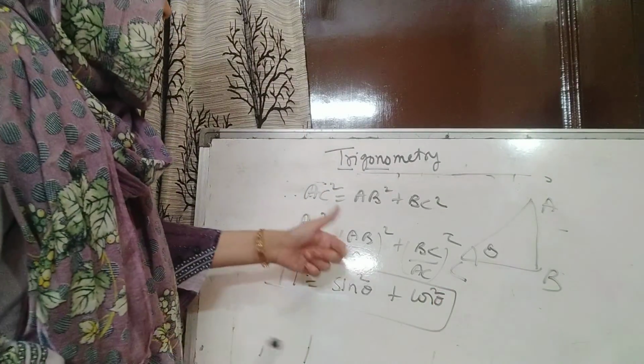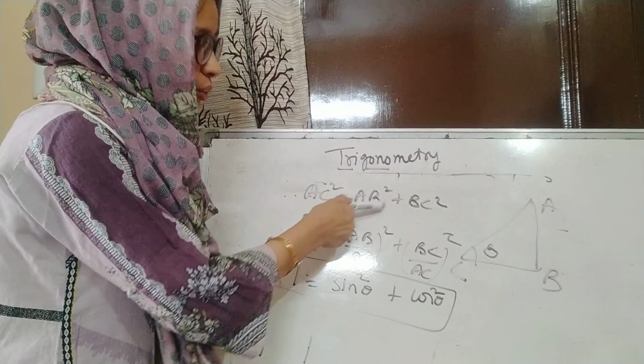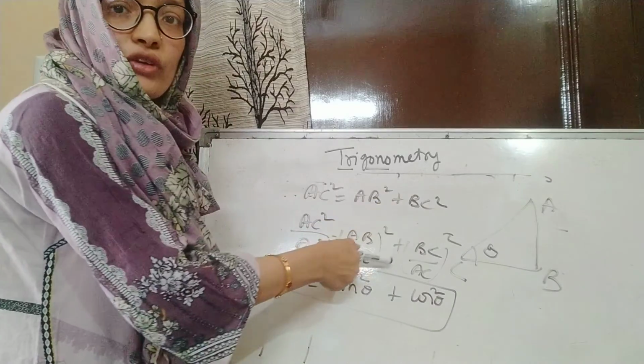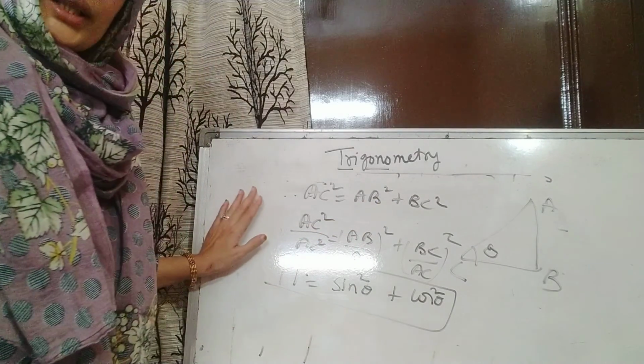In a similar manner, we can calculate the other two identities by dividing once by AB square and the other by BC square. So we can get the other two trigonometric identities. These are in total 3 identities.